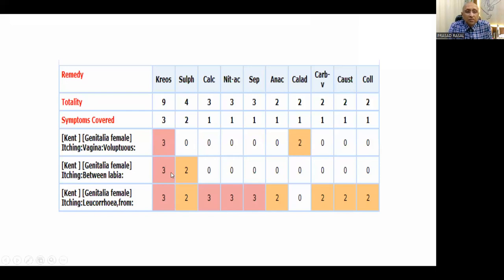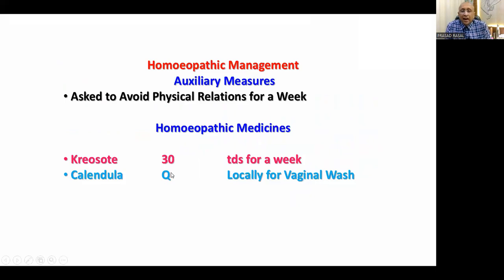So I prescribed creosote to this patient. I asked one thing, to avoid physical relations for a week, because of this the itching gets aggravated. This is very important. You have to tell all those things to the patient, and you should be very open enough to explain all those things so that it will not aggravate the problems. So I gave creosote 30 TDS for a week along with calendula Q locally for the vaginal wash.